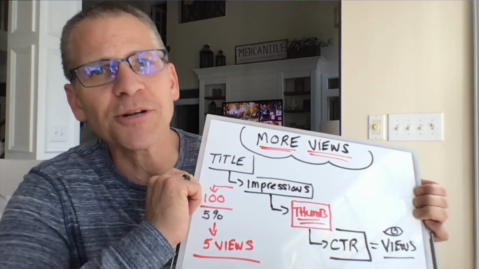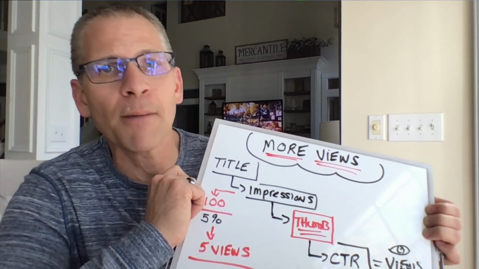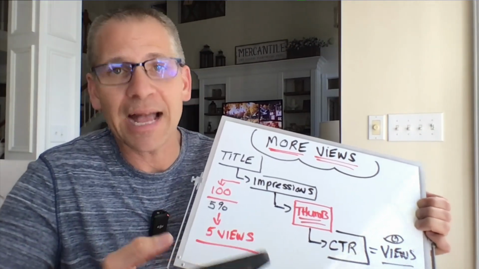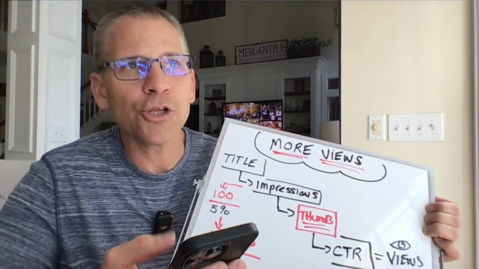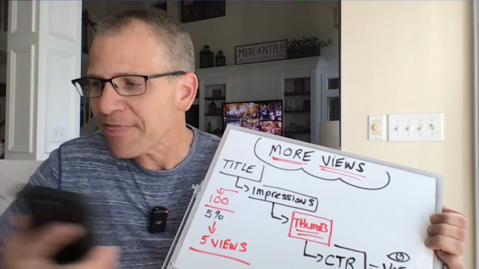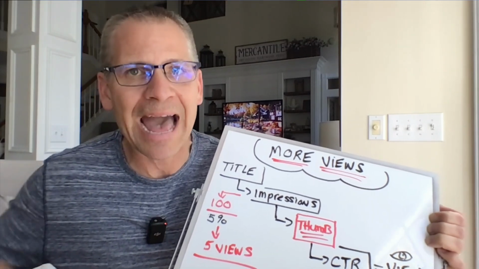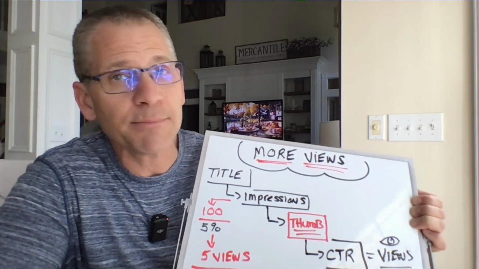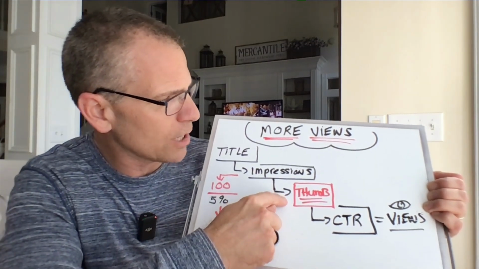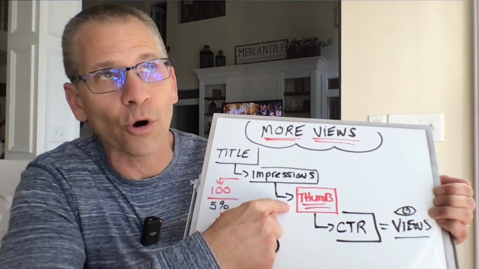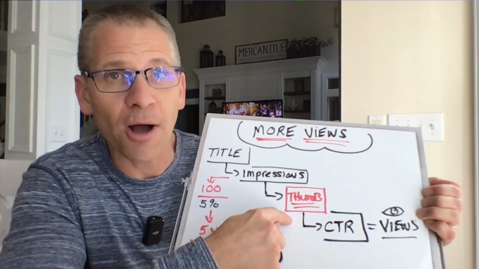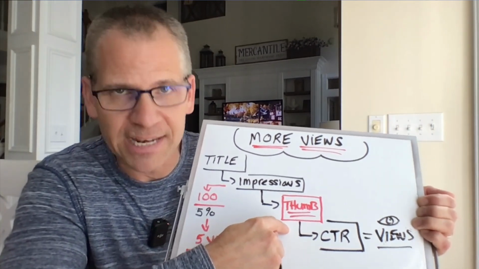Because what an impression basically is: imagine you're scrolling on your phone and you're on the YouTube app and you see a video that's there, right? That's an impression. So when that thing is served up on the YouTube app, that's an impression. It doesn't mean you got a view yet. What turns it into a view is when someone clicks on your thumbnail, or they see the thumbnail and they click on the video. Usually the thumbnail is representing the video, right?